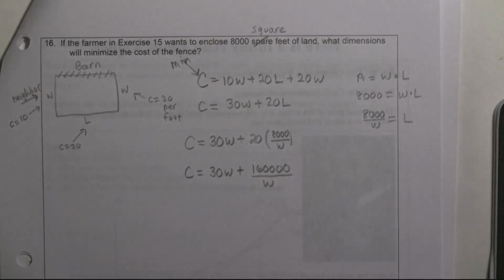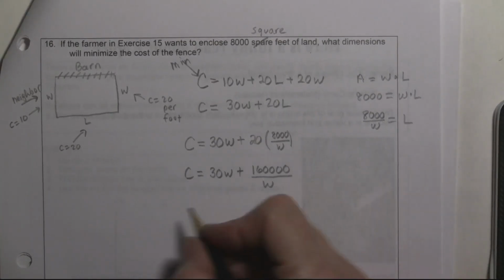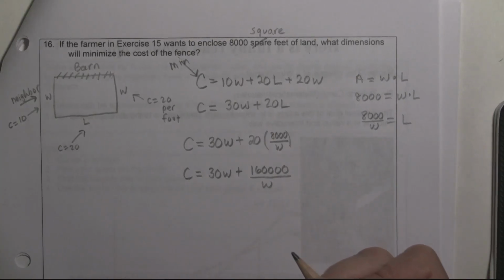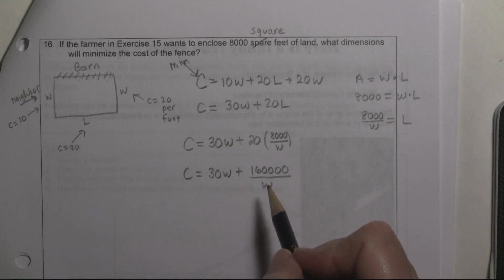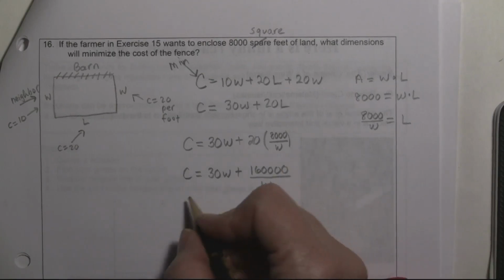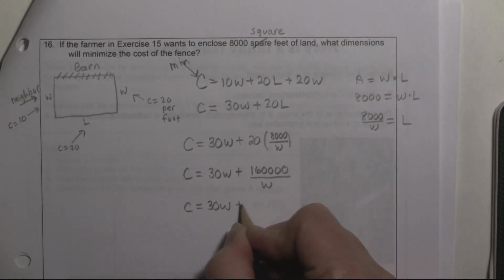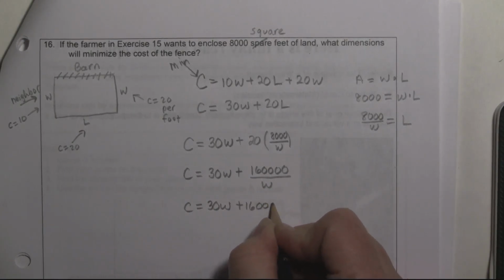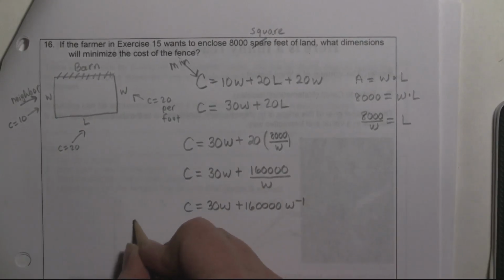Yeah, 16 and 4 zeros divided by W. Now I want to find the derivative. So now that's my next step. And before I go and find the derivative, I'm not going to use the quotient rule if I don't have to. I'm going to write this as 30W plus 16 with 4 zeros, W to the negative 1. And now I'm going to find the derivative.